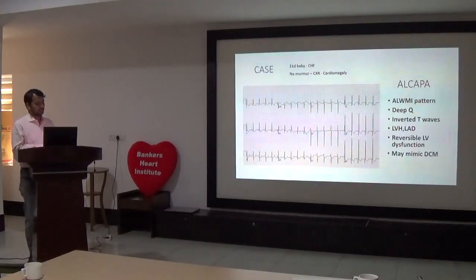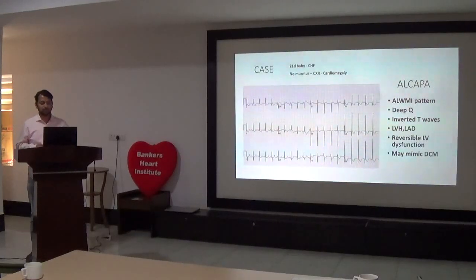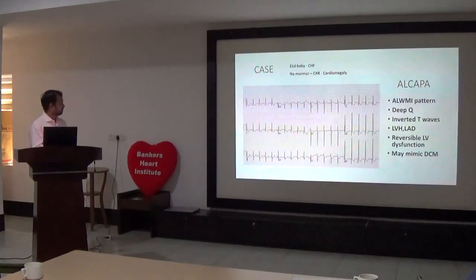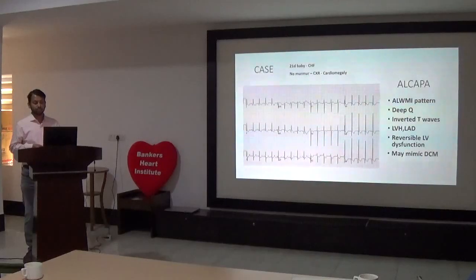This is the last case. There is a 21-day-old baby presented with congestive heart failure without any murmur. X-ray history of cardiomegaly. Here on the ECG we can see an anterolateral wall MI pattern. There are deep Q waves and inverted T waves in anterolateral leads. When we get a child with ischemic changes of ischemic heart disease, we should think of ALCAPA, anomalous origin of left coronary artery from pulmonary artery.